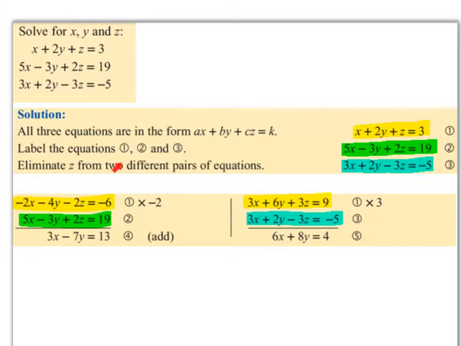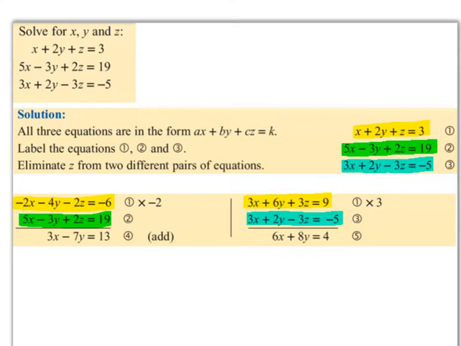Eliminate z from two different pairs of equations. So we're going to take equation 1 and equation 2. We're going to multiply equation 1 by minus 2. So x times minus 2 is minus 2x. 2y times minus 2 is minus 4y. z times minus 2 is minus 2z. And 3 times minus 2 is minus 6.